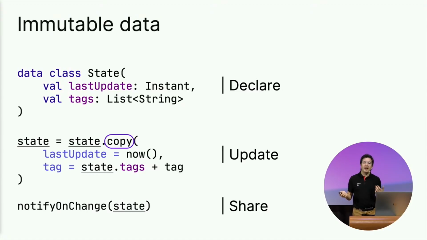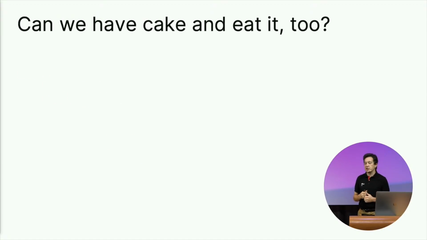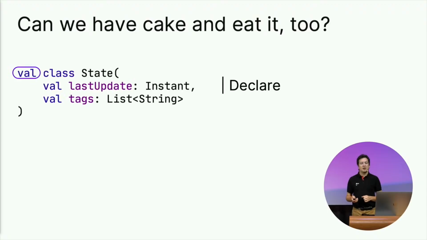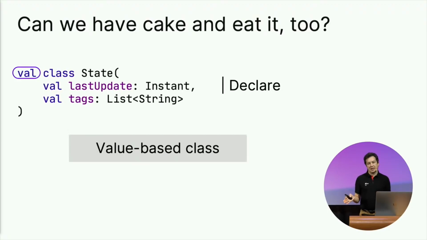So the question we ask ourselves here is, can we have our cake and eat it too? Can we get the safety of immutability with the convenience of mutable state? And surely we can. We can introduce a new concept of a value-based class. Now, what is a value-based class? A value-based class is a class whose sole state is its values. A class that explicitly disavows its identity. We say that because the only thing we care about is the value of a class, the contents of its properties. And it's not a new concept in Kotlin.